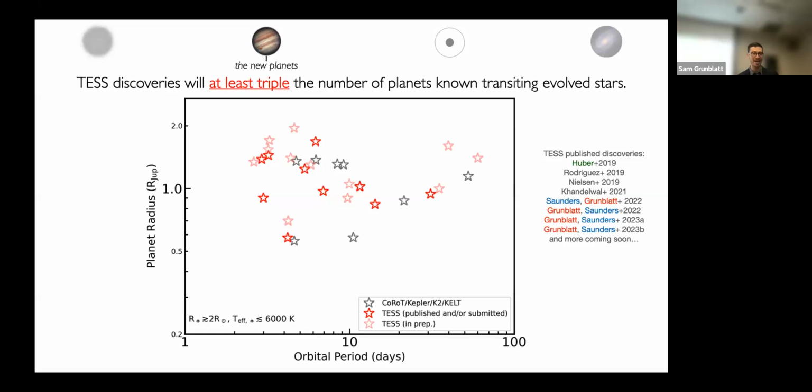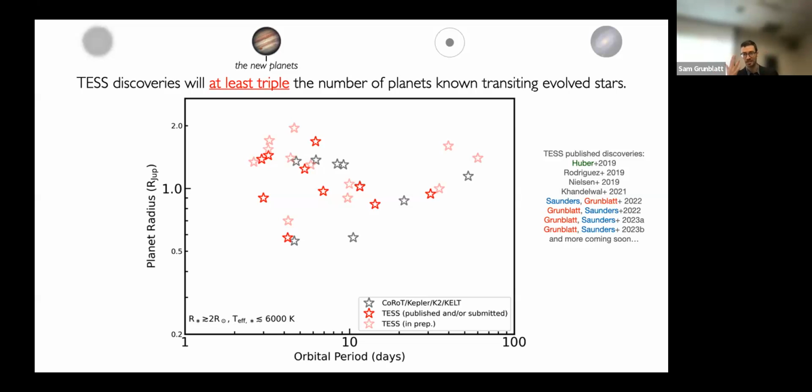And it will definitely at least triple that number if I can get my act together and publish all of the faint red dots, or faint red stars, on this plot. And so basically, again, the gray stars are the same green stars that I showed on that other plot. There were planets before TESS.